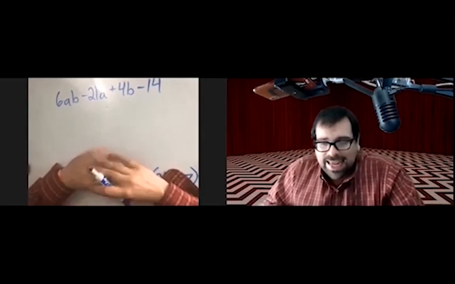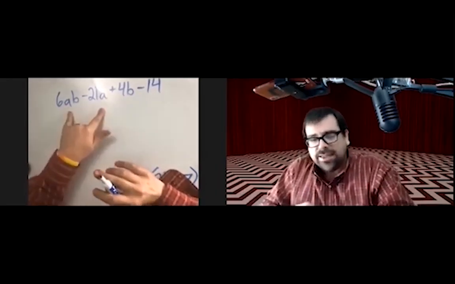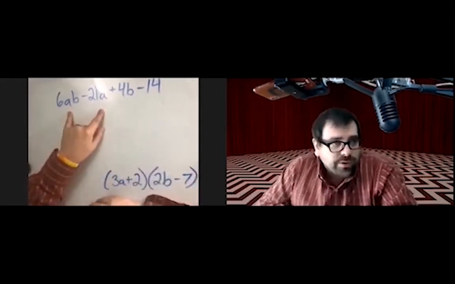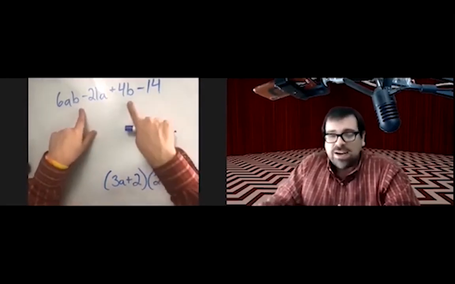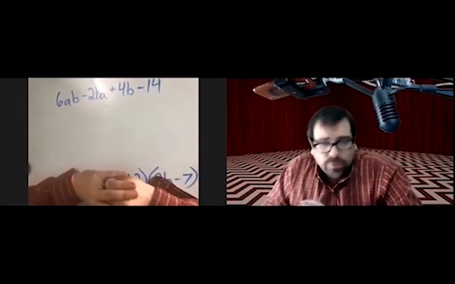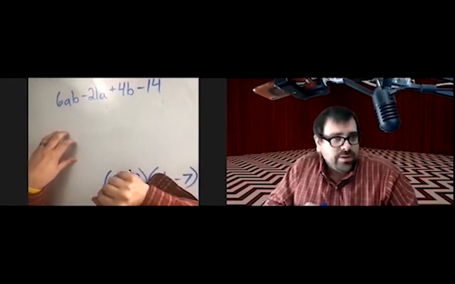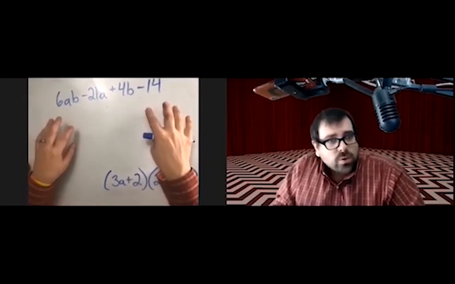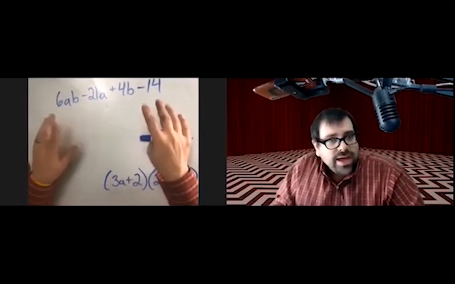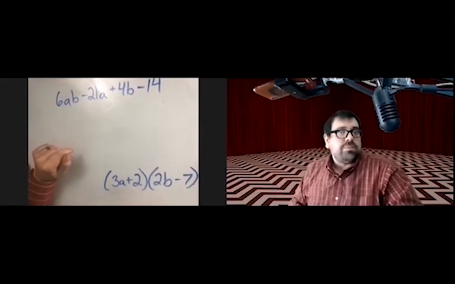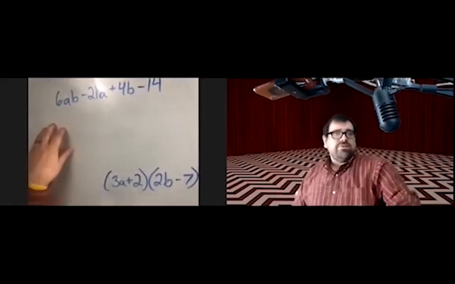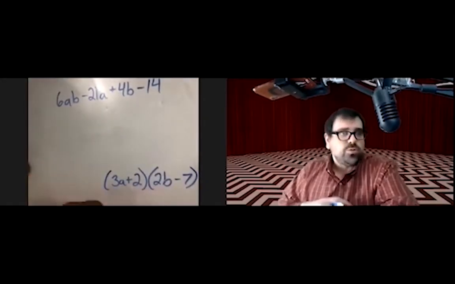We can't take out any A's because the A's are only in these 2. It would have to be in all 4. We can't take out any B's because the B's are only in these 2. It has to be in all 4. So there is no GCF to take out of everything. When we have 4 terms, that screams do factoring by grouping then. If you can't take something out of everything, we're going to do this grouping method.